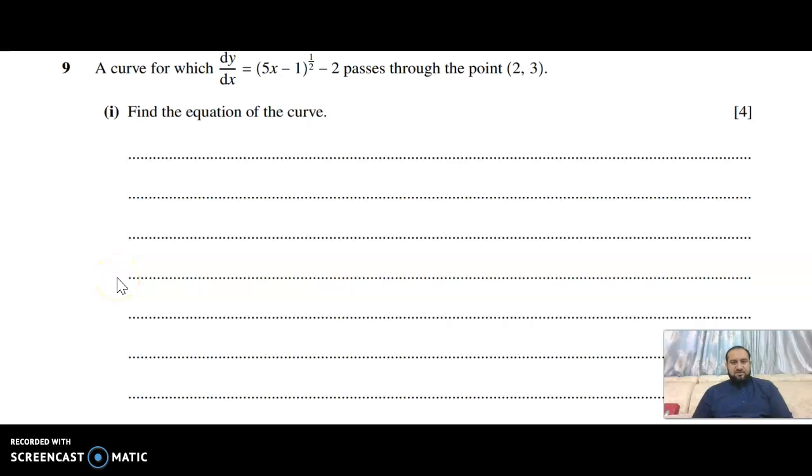In this video we are going to continue with our previous paper, W19 question paper 11. So question number 9, here we can see a curve is given and it passes through the point (2, 3). It says find the equation of the curve. We know the first derivative is given to us, so we can use integration.